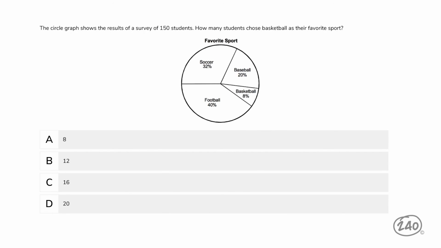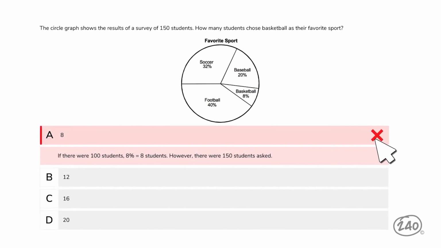And last but not least is statistics. The circle graph shows the results of a survey of 150 students. How many students chose basketball as their favorite sport? This problem gives us survey data, a pie chart, and asks how many students chose basketball as their favorite sport. I see an 8% in the wedge for basketball, so I'm going to pick that choice.